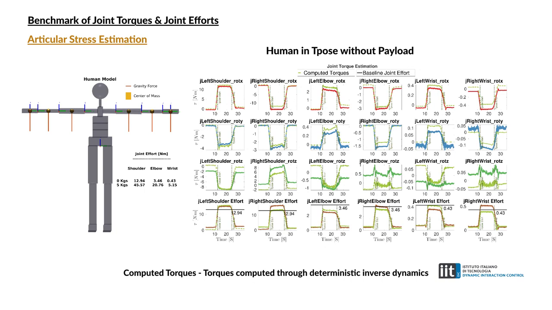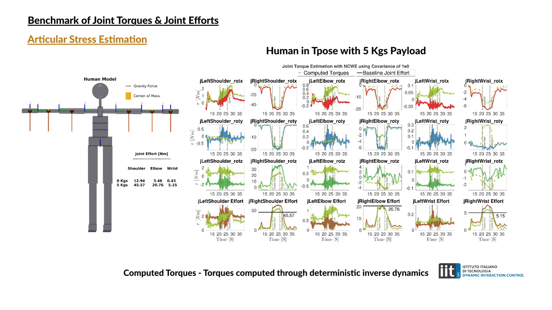These plots represent the joint torque validation using stack of tasks approach when the subject is in T-pose without payload. For further validation, we also highlight torques computed through deterministic inverse dynamics. As is evident, the joint torques are close to the benchmark values and the computed torque values. These plots represent the validation of articular stress estimation from stack of tasks approach when the subject is handling a payload.